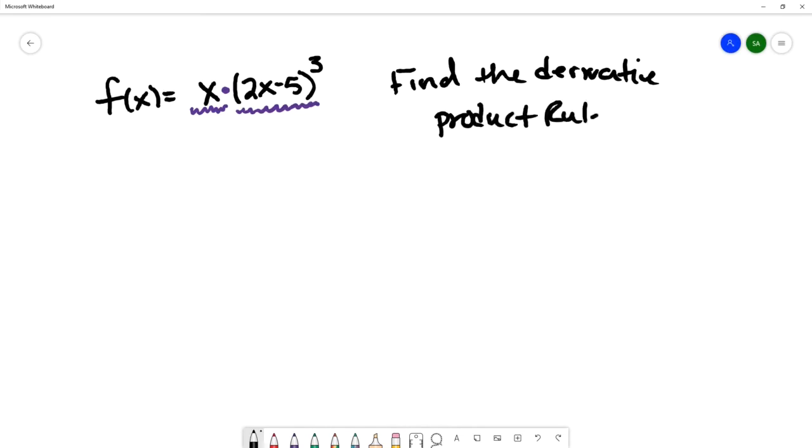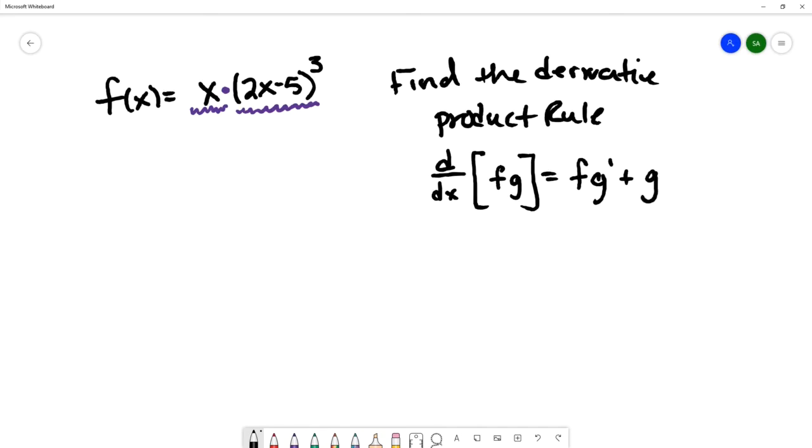And the product rule says this: if we're calculating the derivative of a function f times g, so a function that has a product, then we do the first function times the derivative of the second function plus the second function times the derivative of the first function. So that's the product rule that we're going to use.